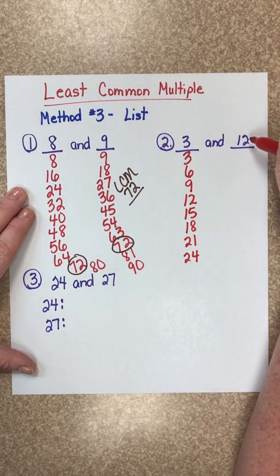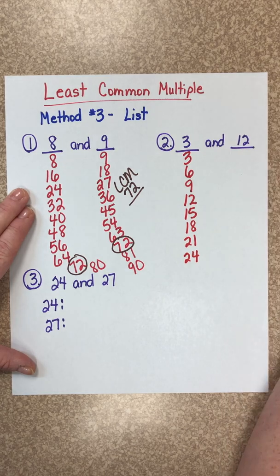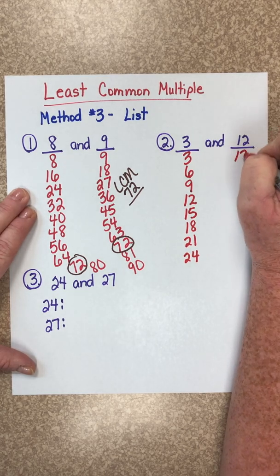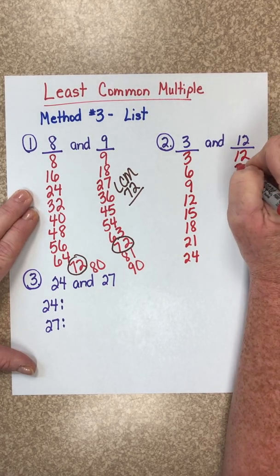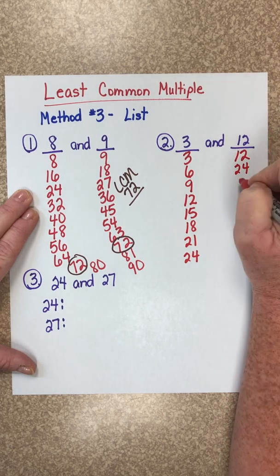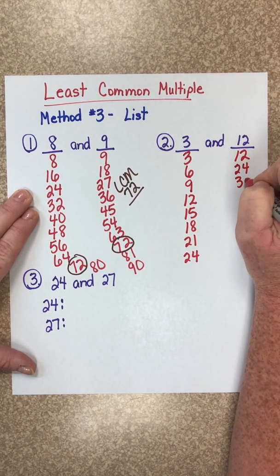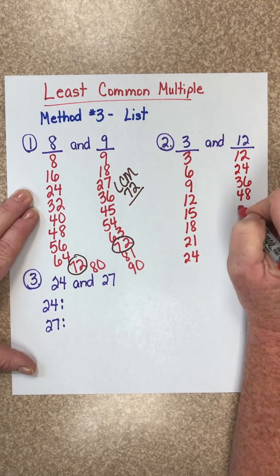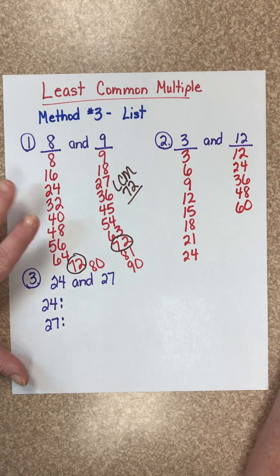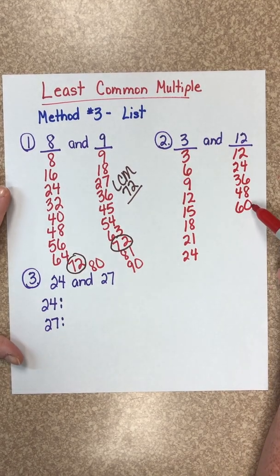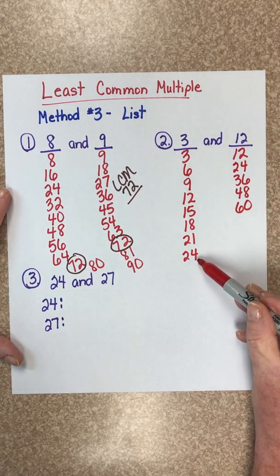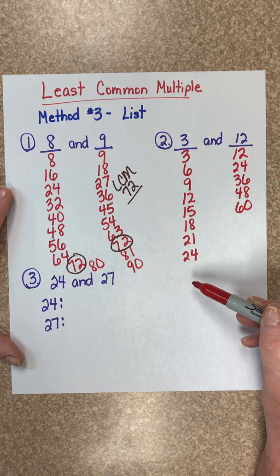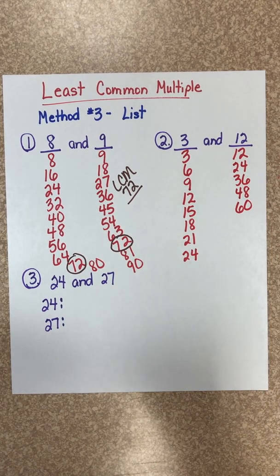Let's go to 12. The first multiple of 12 is 12. Second multiple of 12 is 24. Next is 36. And then 48, 60. Let's stop there for a second because 60 is much bigger than 24, so I could continue this list, but let's look at these and see if we have a common multiple that's in both columns.